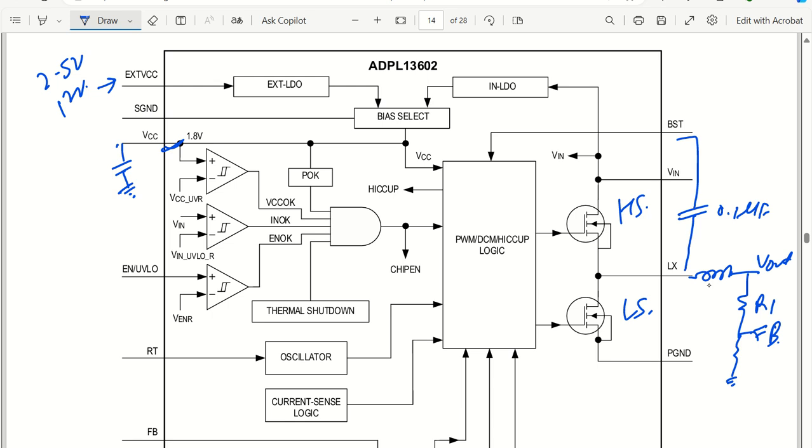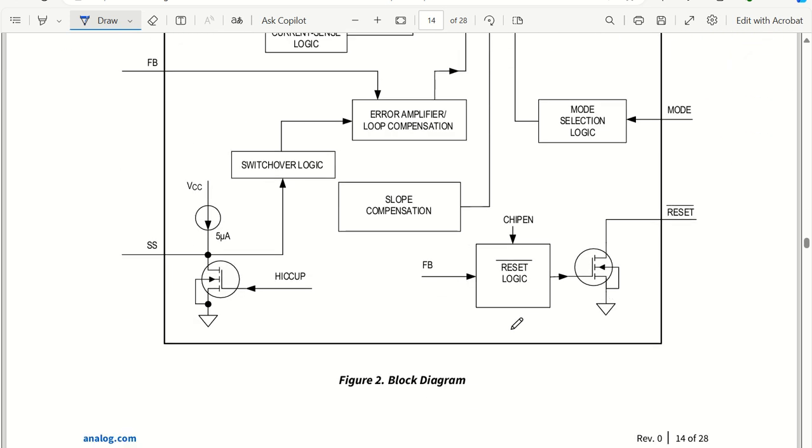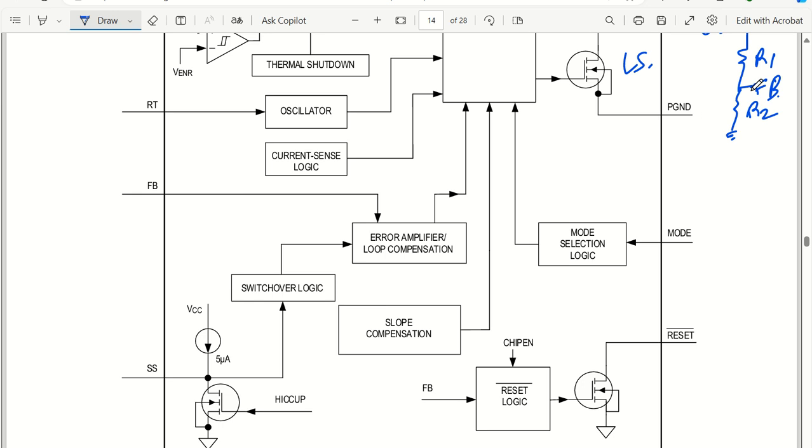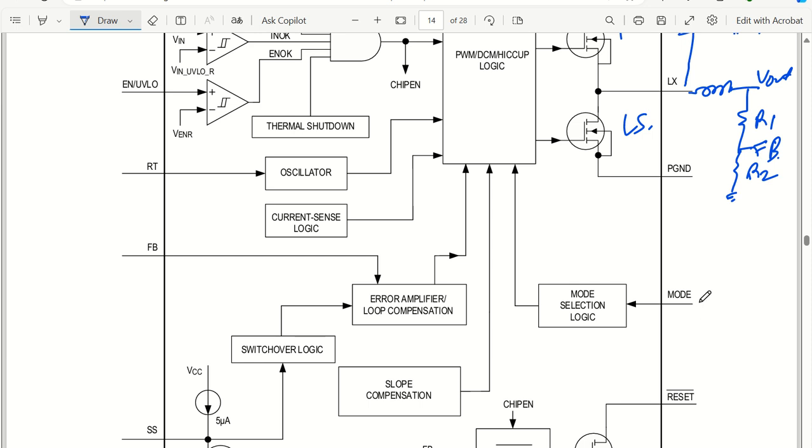Okay, so this is my R1, this is my R2. That is how it is going to get connected. You can see there is an FB pin here, so this FB pin will get connected at this particular point. We have mode selection logic. If you pull it high, then it will become DCM mode, and if you pull it low, then it will become PWM mode. This is how it works.